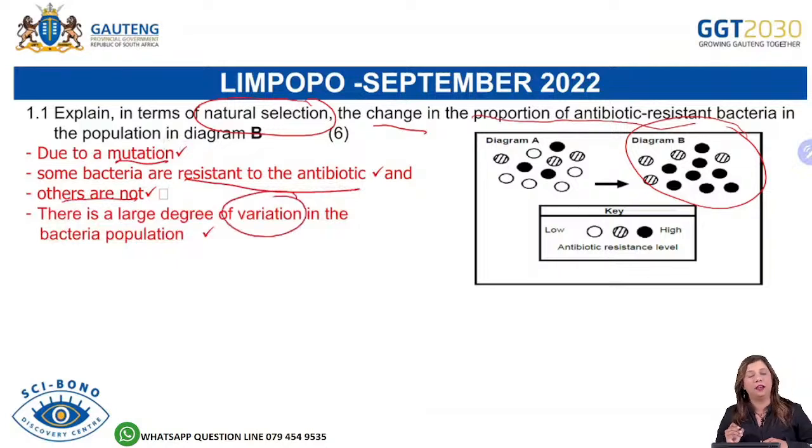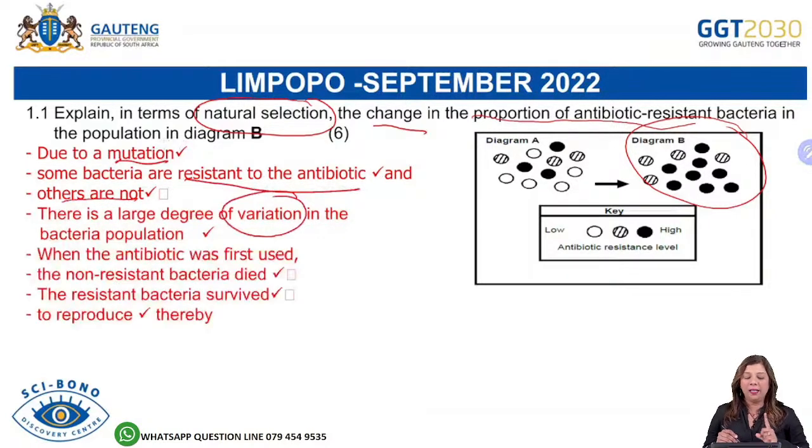So there's variation. How do we know there's variation? Because we've got susceptible bacteria, we've got more resistant bacteria, we've got highly resistant bacteria. So what does that mean? It means that there is a variety. There's not just one type of bacteria. So we need to tell the examiner that, because that's what we noticed. Okay? And then the next point, when the antibiotic was first used, the non-resistant bacteria died.